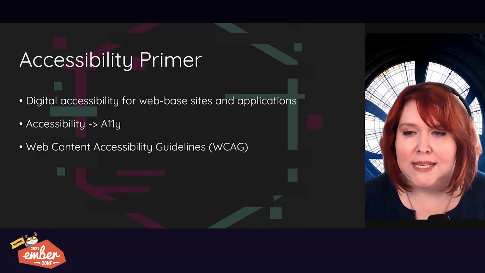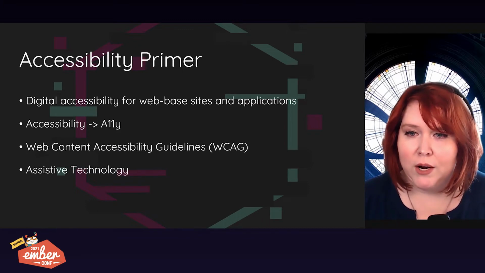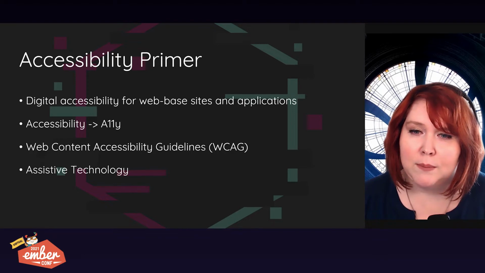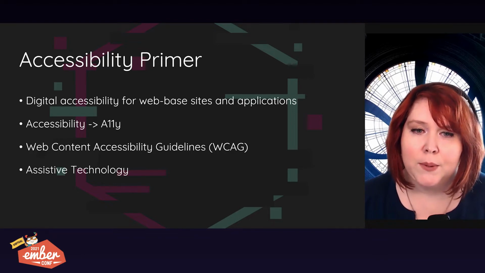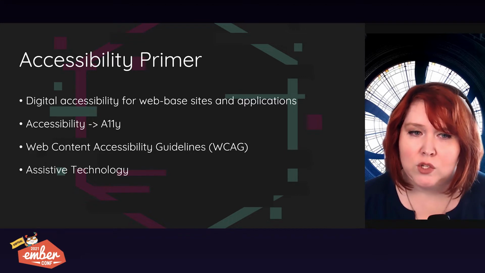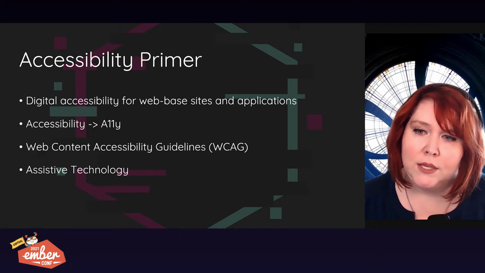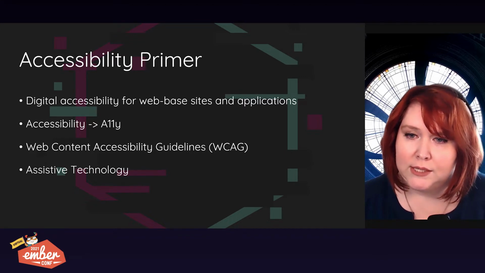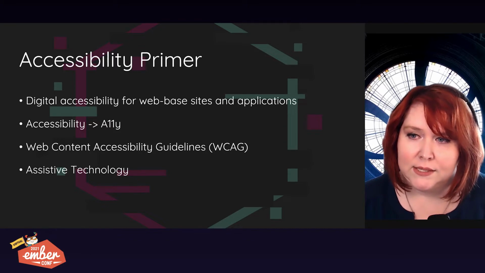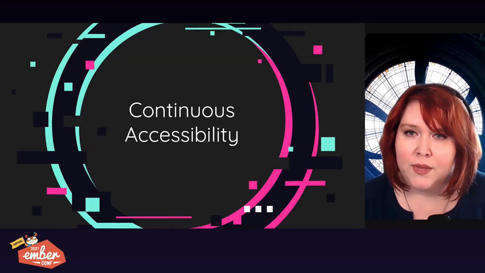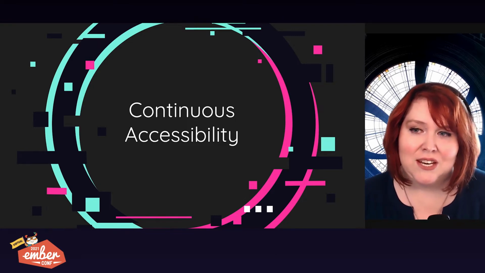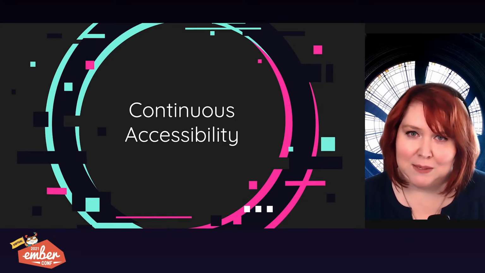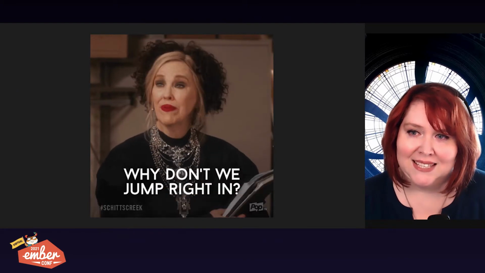And finally, assistive technology includes hardware or software that people with disabilities use to access the web or mobile devices. For example, a person who is blind might use a screen reader to browse and use websites on the internet through desktop browsers or mobile devices. So today, I'm going to share with you my vision, and that's a vision I'm calling continuous accessibility. Let's jump right in.